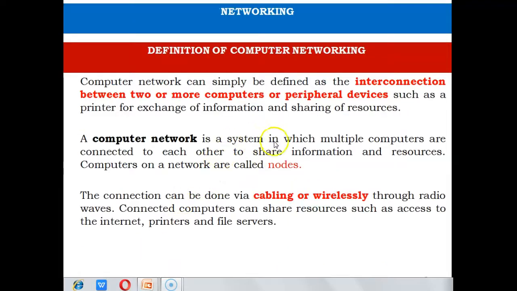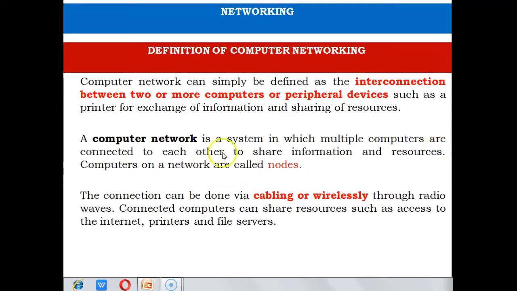From the 3 cultural and indigenous examples about computer networking, we can see that computer networking is basically the interconnection between two or more computers or peripheral devices, such that they can share the printer, information and resources. In other words, a computer network is a system in which multiple computers are connected to each other to share information and resources.